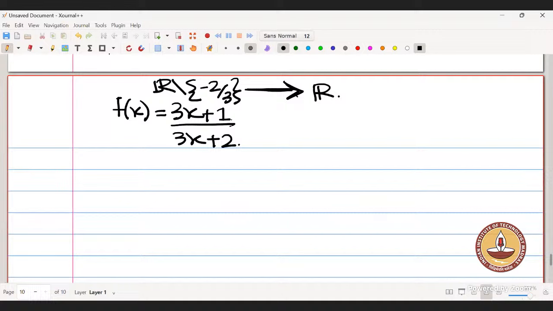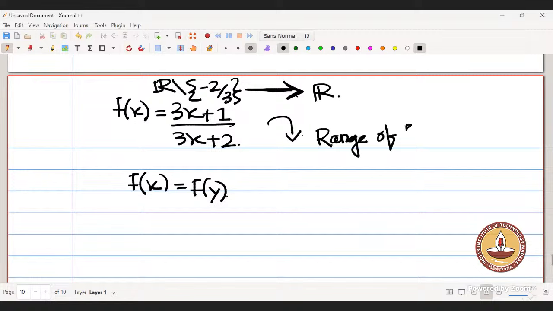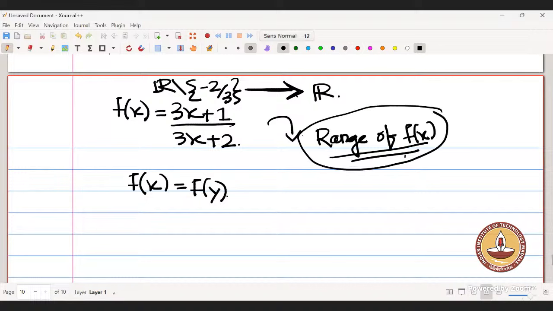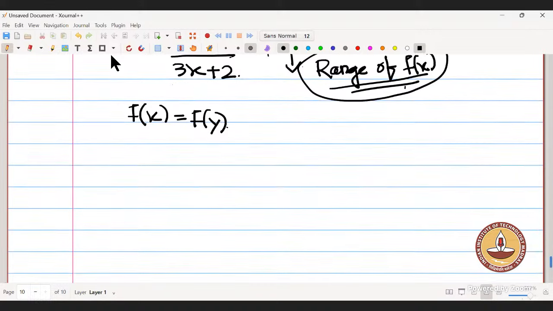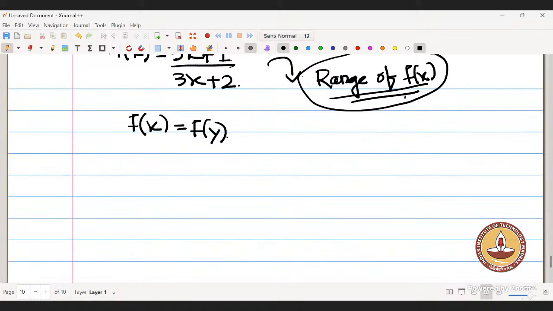Yeah. So let's say f of x equals f of y, right? And okay, so your task is to find the range of it. This you need to find: what is the range of f of x. I am not going to find the range of this function.